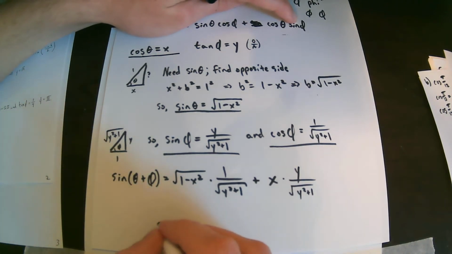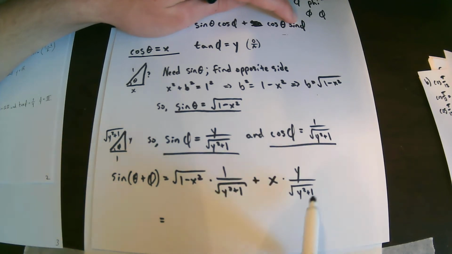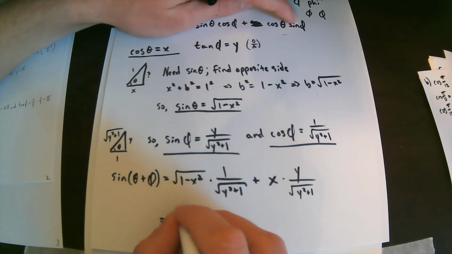And this can be cleaned up a bit. I've got a common factor of the square root of y squared plus 1 in both denominators, so I can actually factor that out.